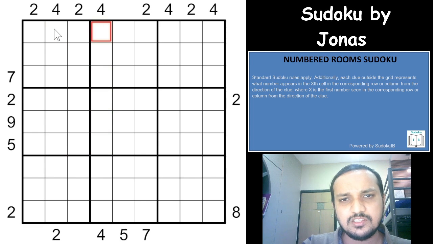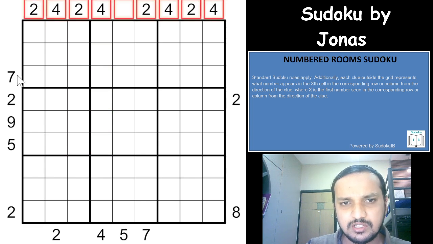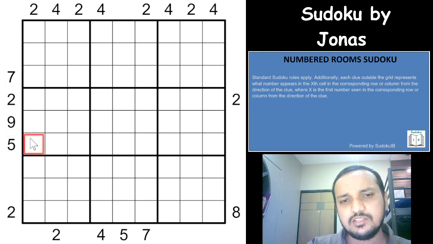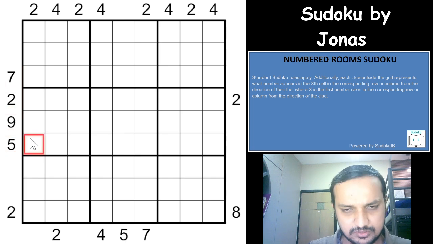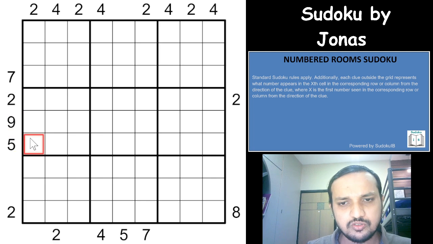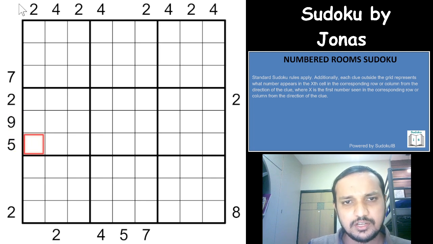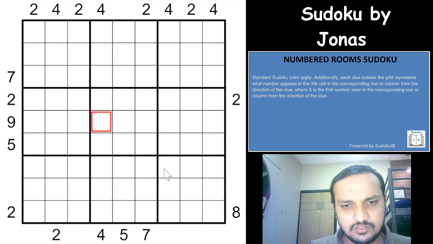So we have to place the numbers which are outside the grid in such a way that the first number is the indication of where the number will be placed. And apart from that, classic Sudoku rules apply. See, such a great grid without any givens inside the grid. This Sudoku is unique. So let's see if you are able to crack this or not.